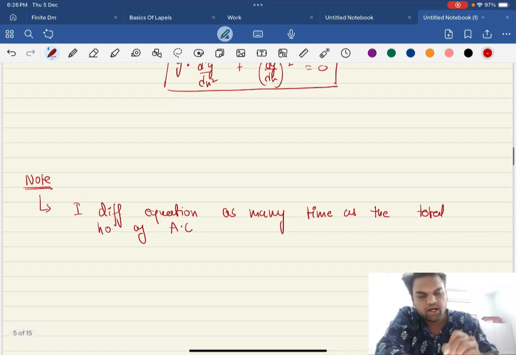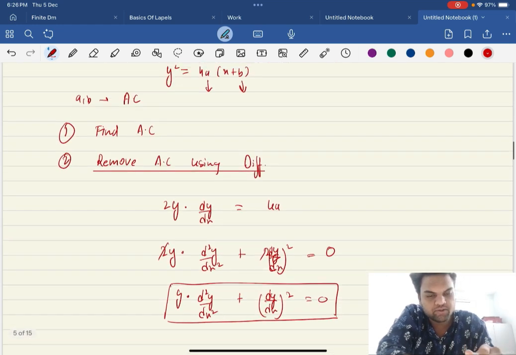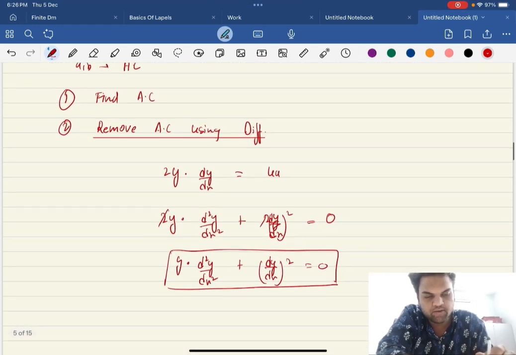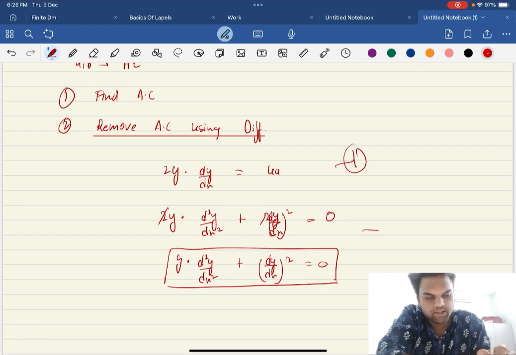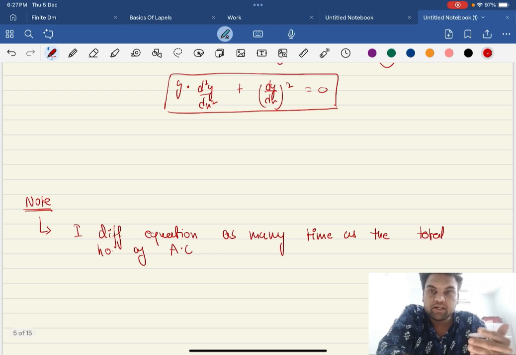Now as we see, I differentiate the equation as many times as the total number of arbitrary constants. Here there are two arbitrary constants, so I differentiate the equation two times, one time here and one time here. So you have to differentiate the given equation as many times as the total number of arbitrary constants present in the given equation to remove them.